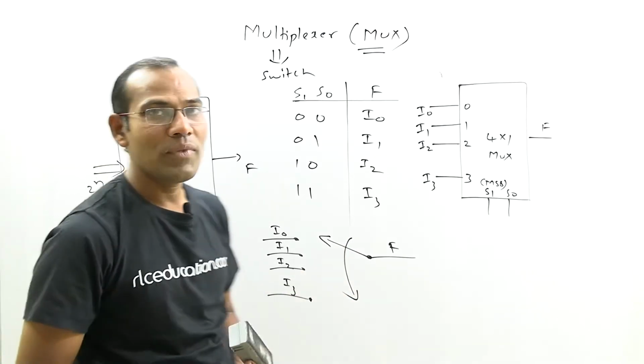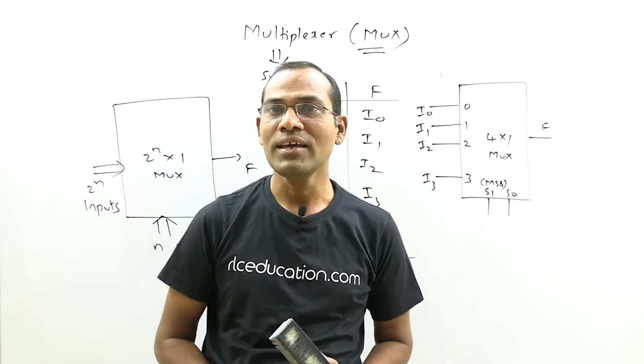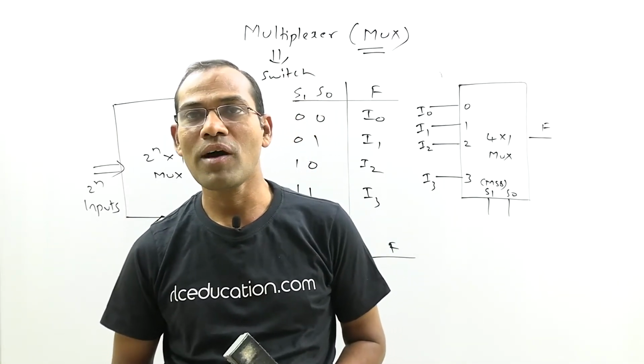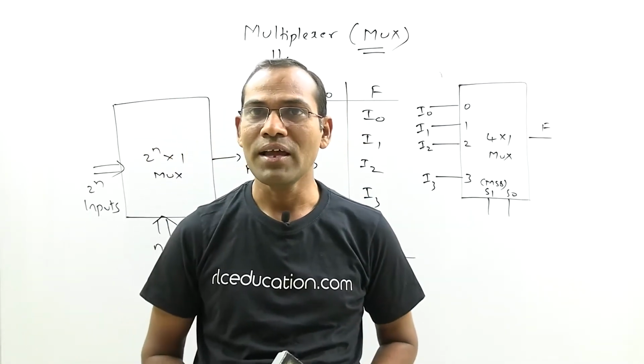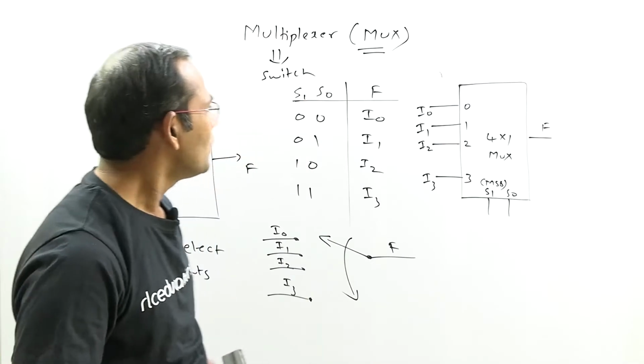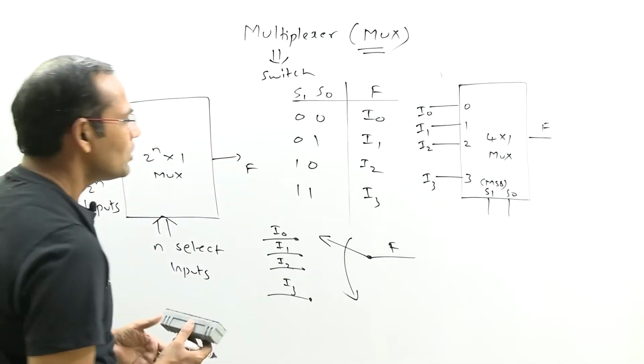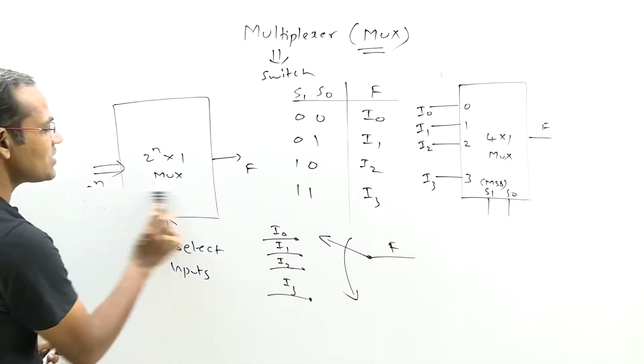You can think of MUX as one switch. Generally, MUX is used to perform switching action. That's a major application of a multiplexer. Now I will write the output expression.